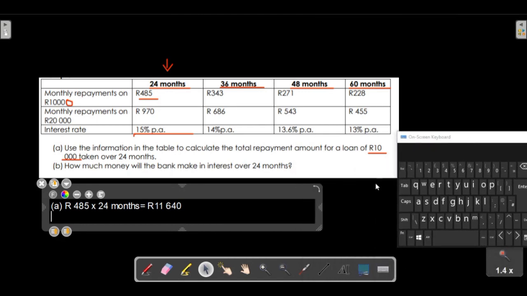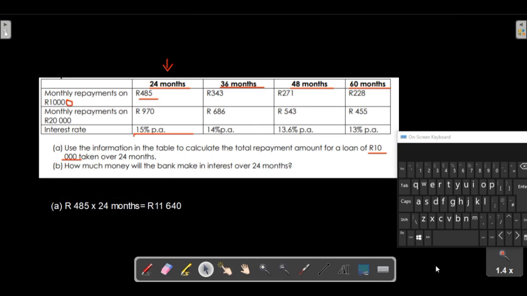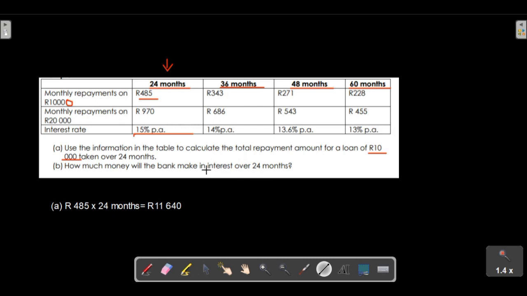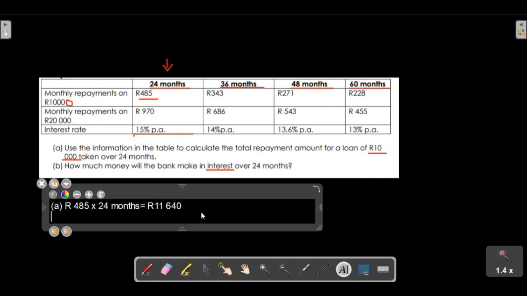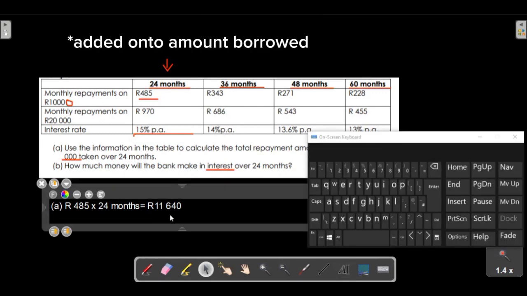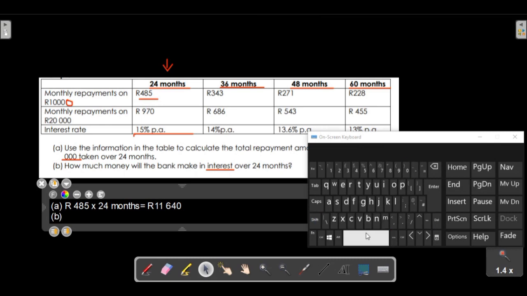The next question says, how much money will the bank make in interest over 24 months? In interest, right? Remember, I said that interest is the amount that is added on top of the amount that you have been loaned. This guy has been given 10,000, and now he's paying 11,640. So how much was he charged as interest? We look at the difference between those.